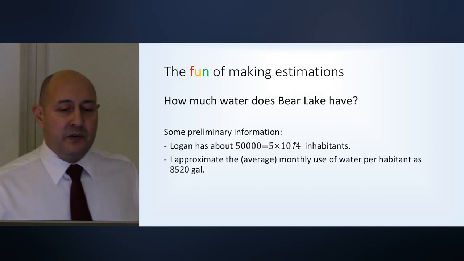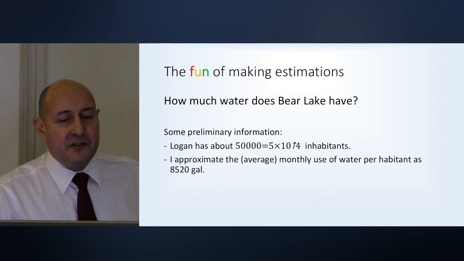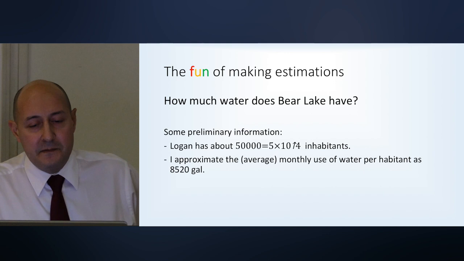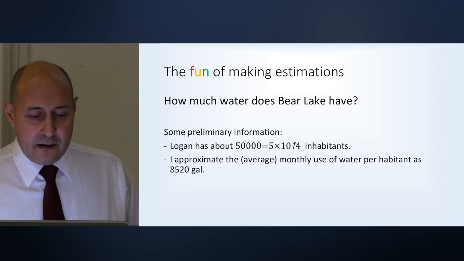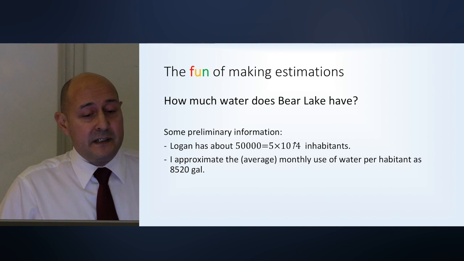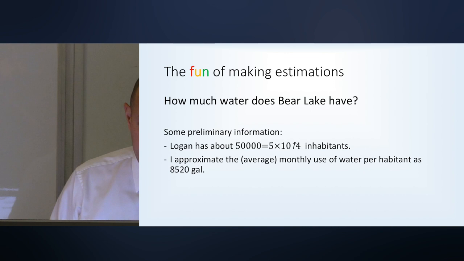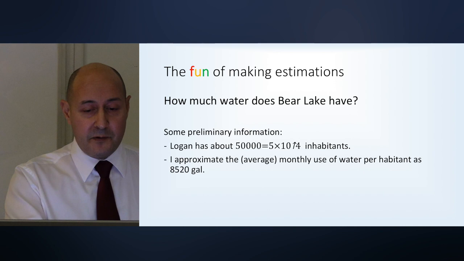In this case, you are going to need the population of Logan. And that doesn't have to be exact, just an approximation. It's 50,000 people that live in this town, so it's 5 times 10 with exponent 4, right over here. Next, you have to approximate the monthly use of water per inhabitant, which happens to be this number over here, 8,520 gallons per month, on average. You can also get this information from the internet, right? So this is more or less it.